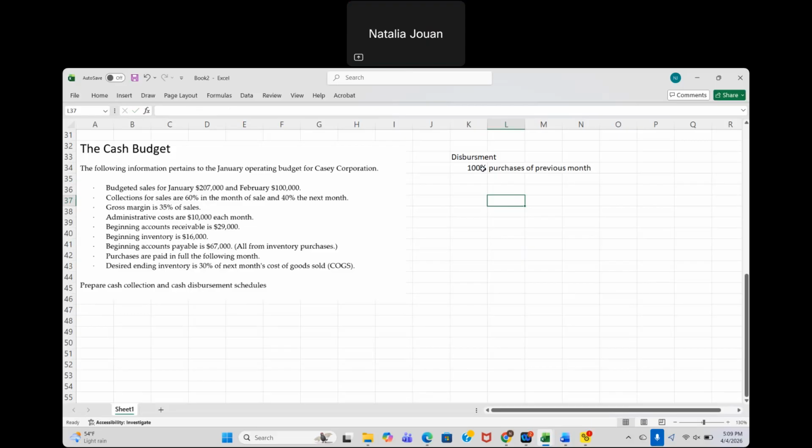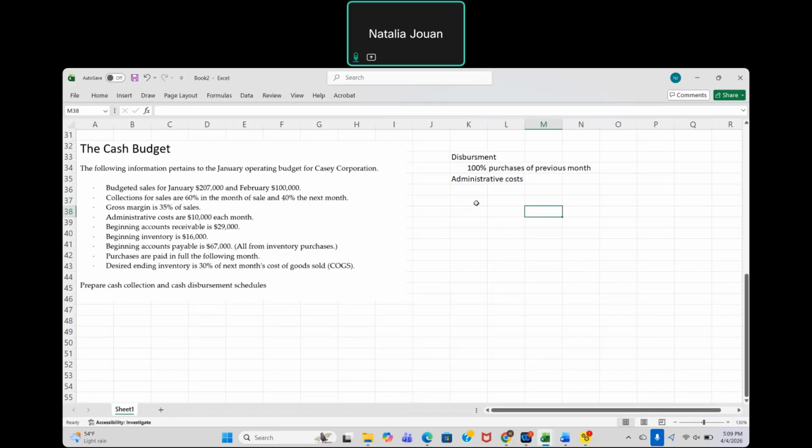All right. What else? Any other disbursement right here? Let's go down the list. Administrative cost. Okay, we're going to have that. Purchases are paid in full. That's it. I don't see any depreciation here. If you see depreciation, ignore it. It's not a cash expense. So do not use depreciation for cash budget. However, you do use depreciation for income statement expensing. So don't get confused.